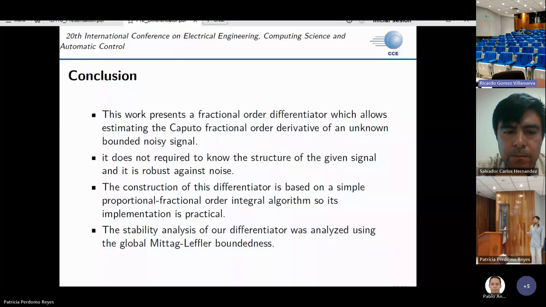The stability analysis of the differentiator was carried out using the global Mittag-Leffler boundedness approach. This approach is a really new topic within fractional calculus applied to control theory.